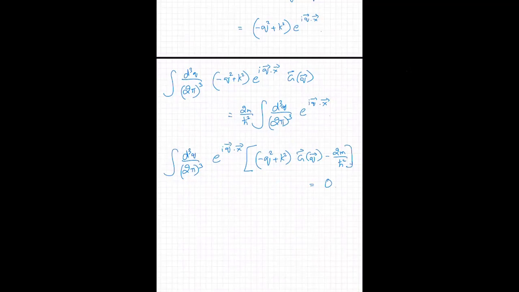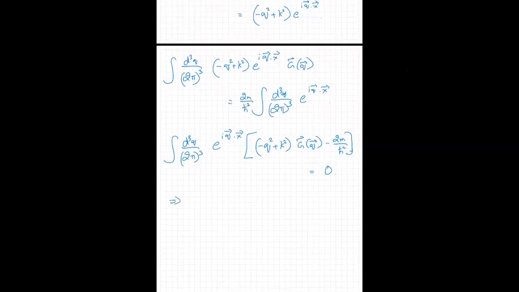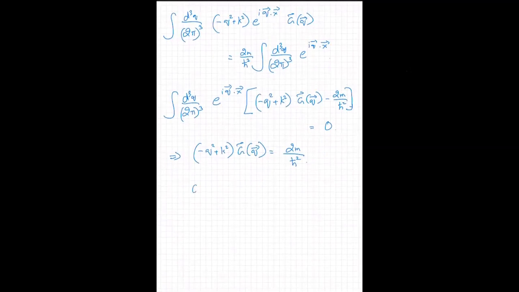only way this integration can be equal to 0 for any q and for any x is if the integrand identically vanishes. This tells me that I can get g tilde by a simple algebraic equation. So minus q square plus k square g tilde has to be equal to 2m over h bar square. Okay. So which means g tilde of q can be written as minus 2m over h bar square 1 over q square minus k square. I pulled out a negative sign and I wrote it in terms of q square minus k square instead of k square minus q square. So this is the Green's function in momentum space for this problem.